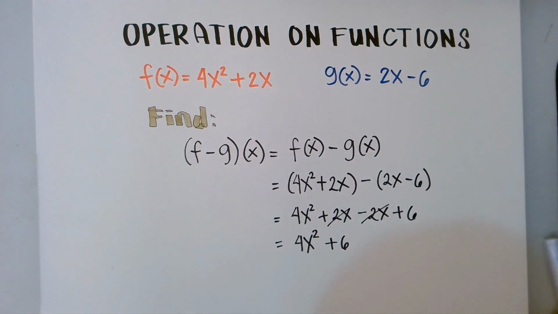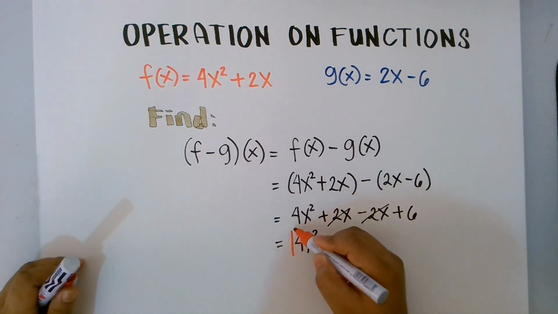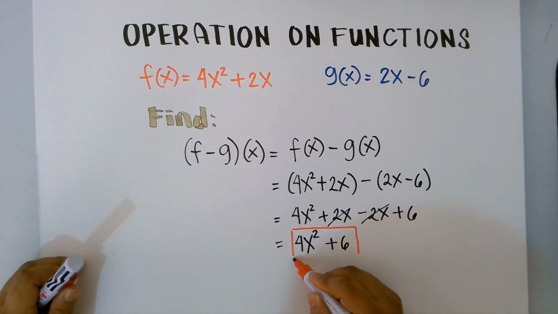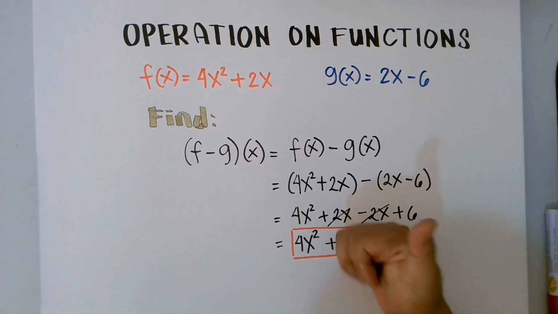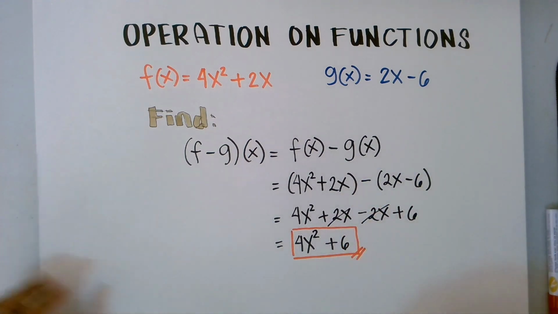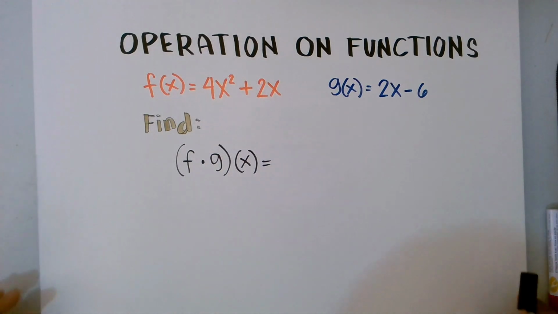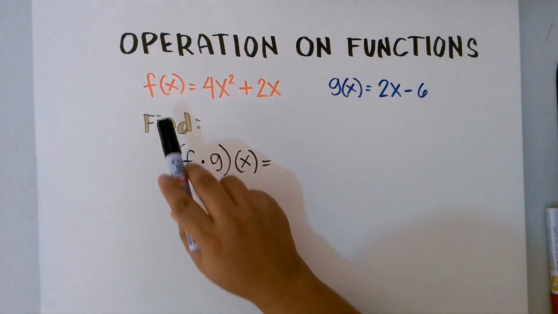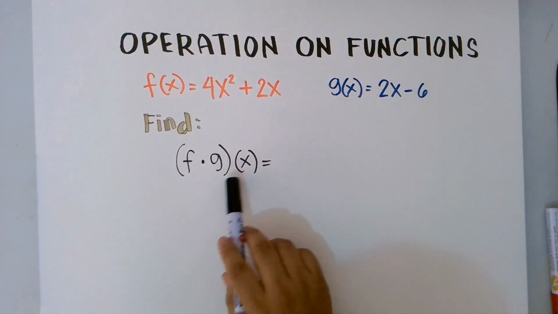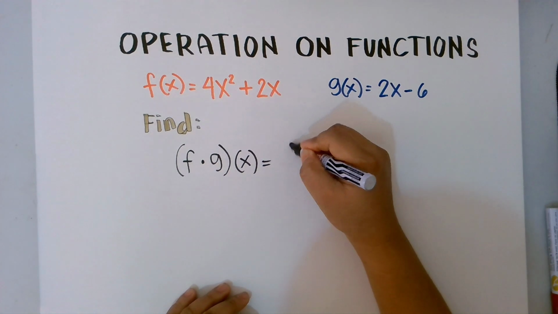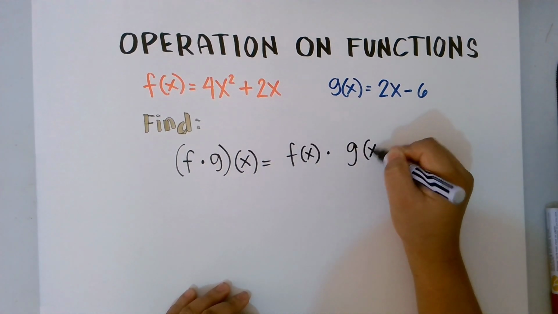So the difference between the two functions f of x and g of x is 4x squared plus 6. Okay? Alright, so let's go ahead and answer example number 3. Okay, so we still have the same given functions, f of x and g of x. So what we are going to find here is the product of the two functions, f of x times g of x.